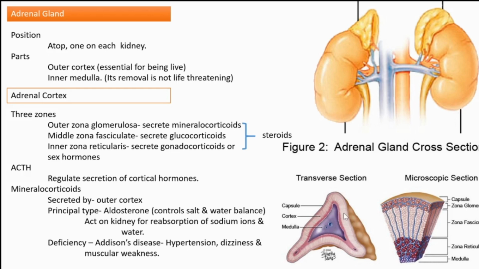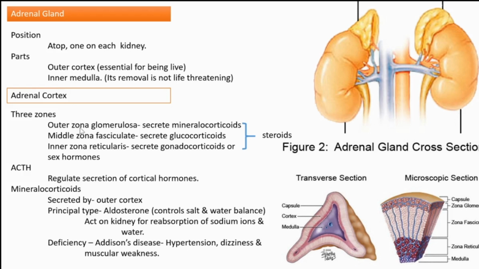This cortex itself is divided into three regions. Three regions we can see. The outer is called zona glomerulosa, the middle is called zona fasciculata, and the inner layer is called zona reticularis. These are the three zones of the adrenal cortex.